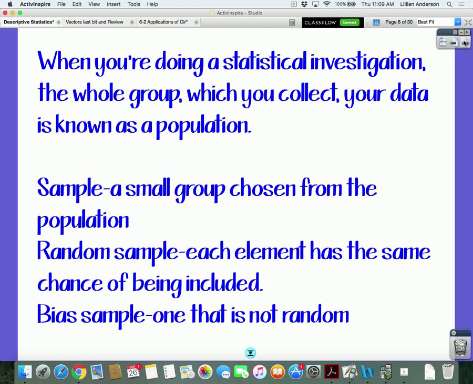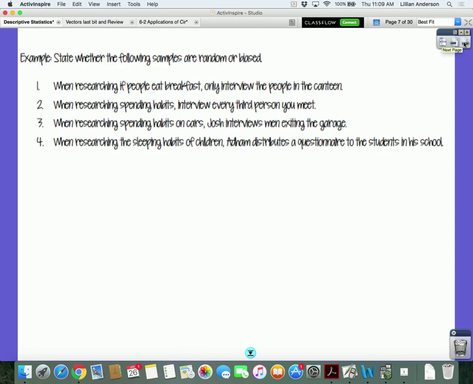We good? Well, let's see. Let's practice. Determine whether these are random or they are biased. You have 4 of them. I'll give you a minute. Determine if they're random or they are biased.